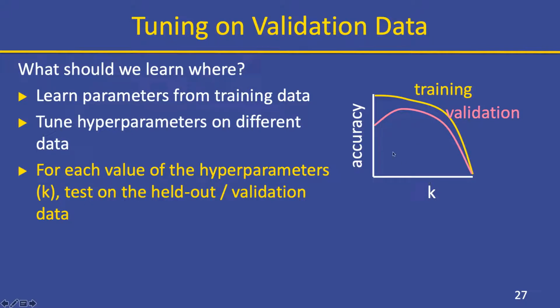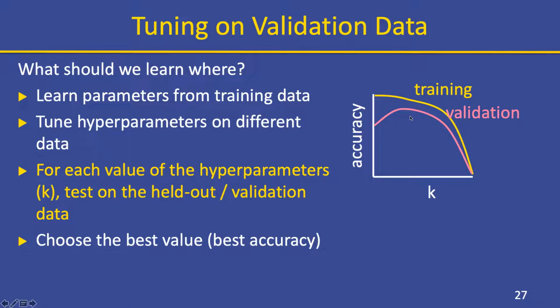And what happens here is that the accuracy on the validation data rises with K. And then with too much smoothing, it falls down again. So we test on the validation data for several values of K. And we pick the value of K that gives us the best accuracy on the validation data. So here, that would be somewhere around here. This is where our accuracy on the validation data peaks. So we pick the corresponding value of K.